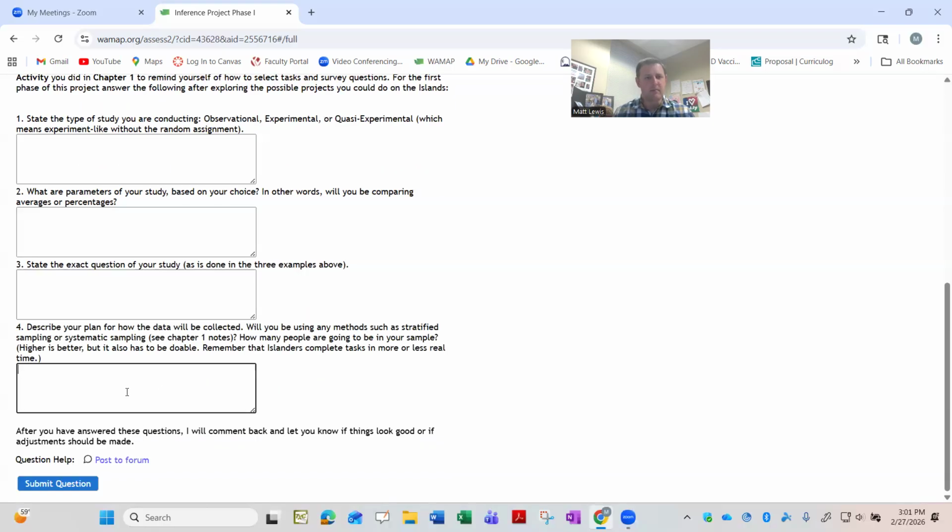And then finally, give a description of how you're going to collect the data, right? Is this all going to come from a single city? Are you going to randomly choose cities and then randomly choose people inside of those cities? Like what's your methodology for collecting the data?